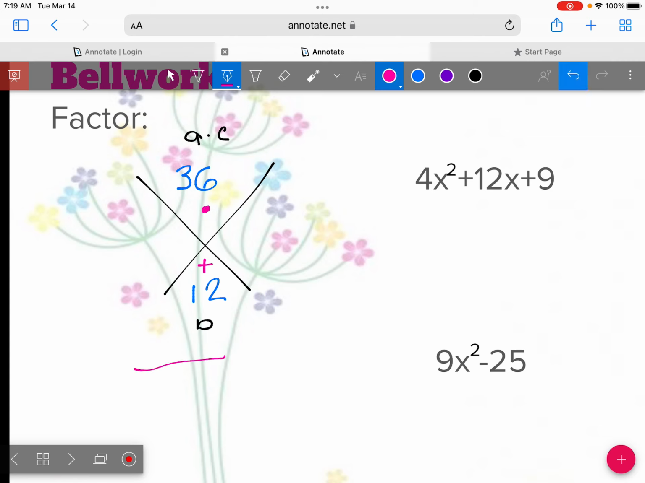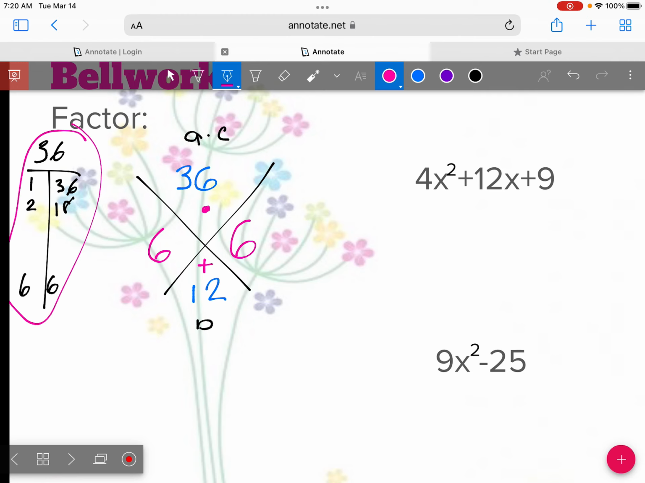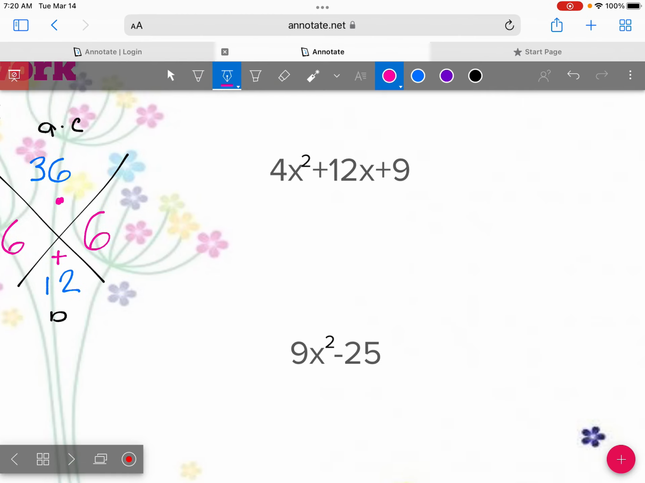When in doubt, if you get stuck at this point, take your multiples. I'm multiplying to be 36, so say, all right, what multiplies to make 36? 1 and 36, 2 and 18. Eventually, you'll spot it as 6 and 6. But it's absolutely valid to make yourself a little factor tree, or a list of factors. Because then we can put this through our box.